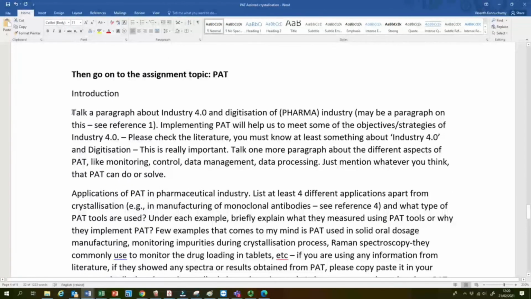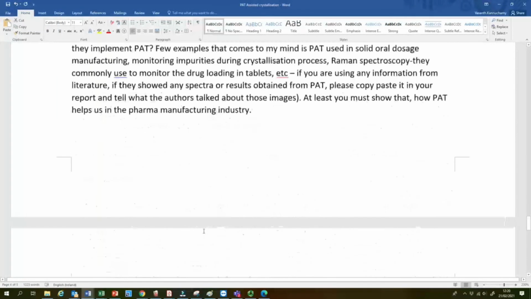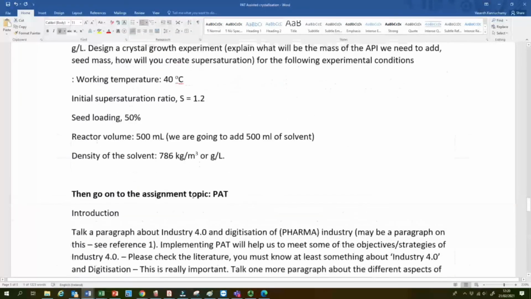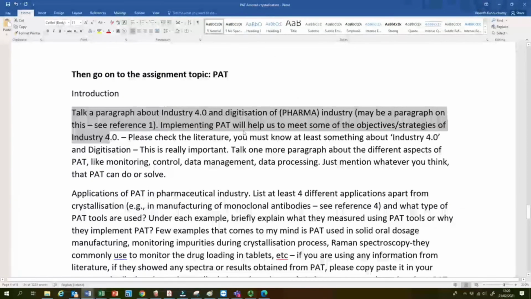So just put a small paragraph about Industry 4.0 and what's digitization of the pharma industry. So if you don't know what this is, I already uploaded reference 1. So go to reference 1 and check what this is about, and then just include that as your first paragraph. This is really important, because if you are going to work in the pharma industry, you should know what are the strategies behind or the goals behind Industry 4.0 and what's meant by digitization.